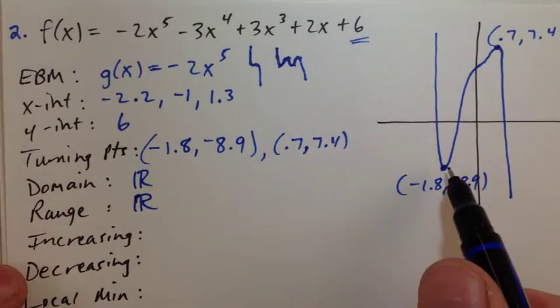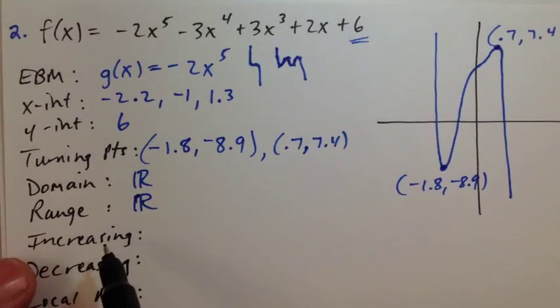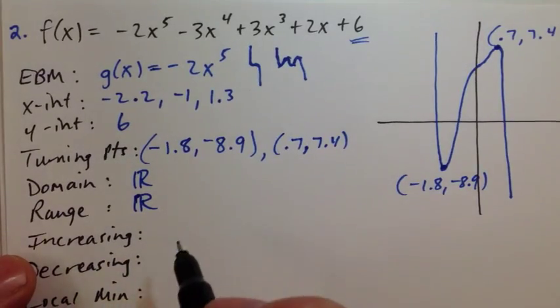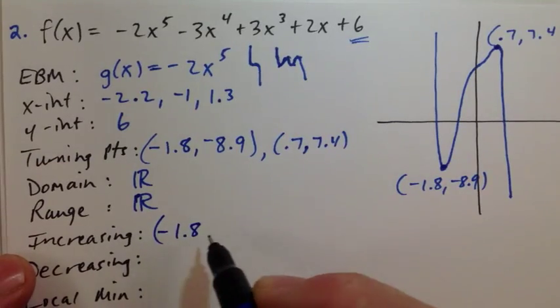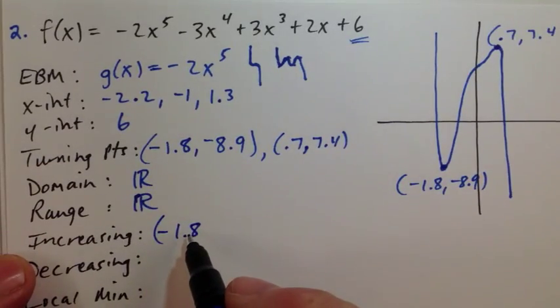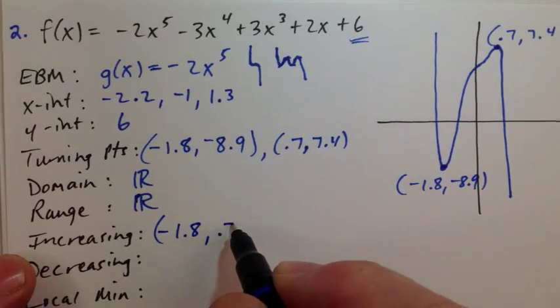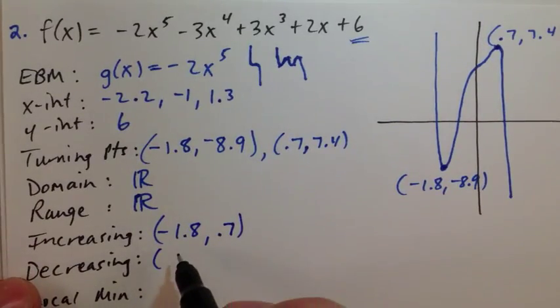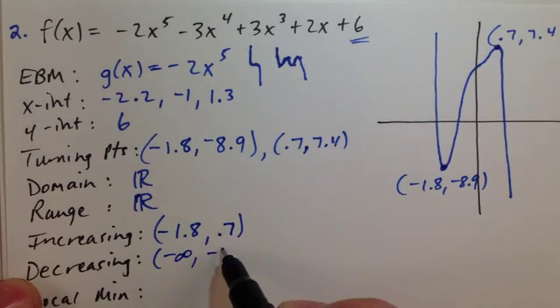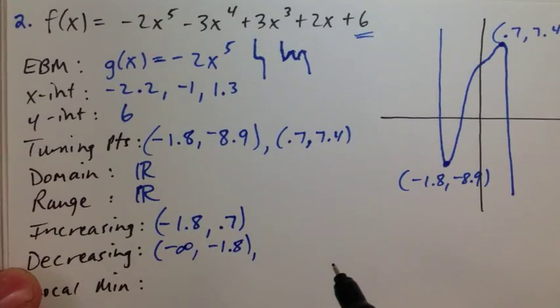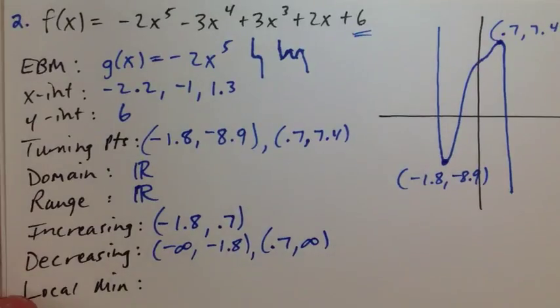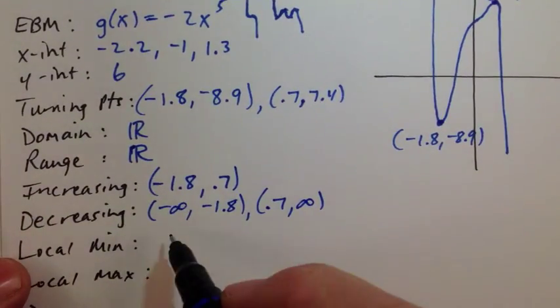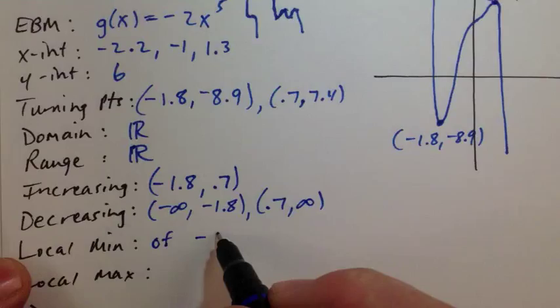So we see labeling the graph helps us determine when f of x is increasing. f of x is increasing when the inputs go from negative 1.8 to 0.7. But decreasing, when are the outputs getting smaller? Well, from negative infinity all the way to negative 1.8. But also they're getting smaller from 0.7 all the way to positive infinity.